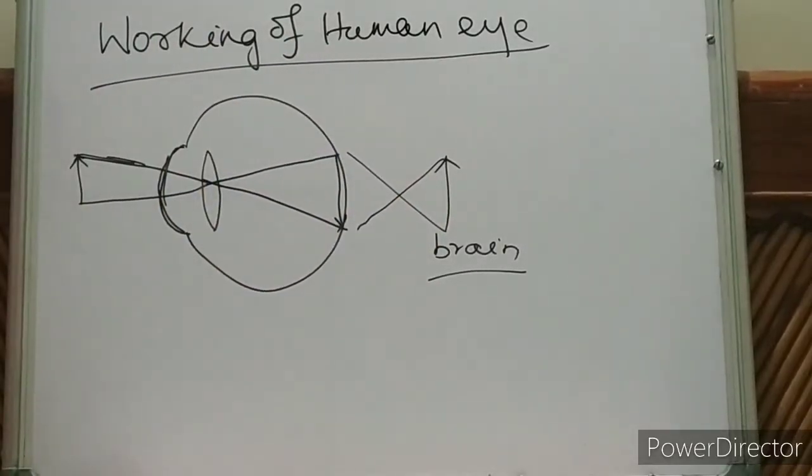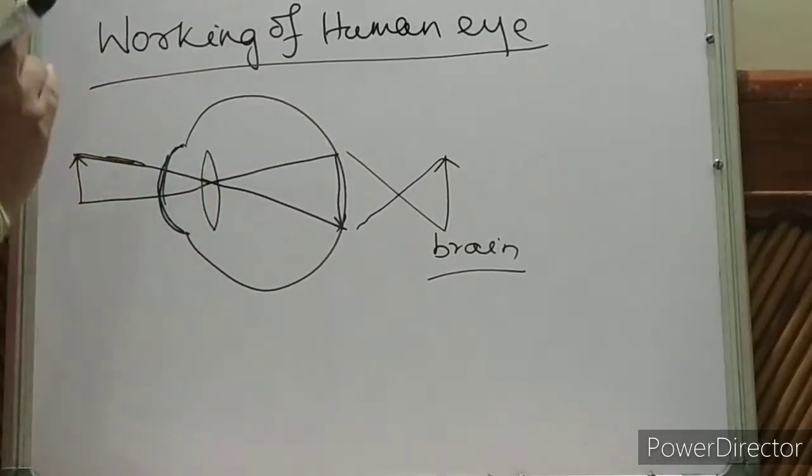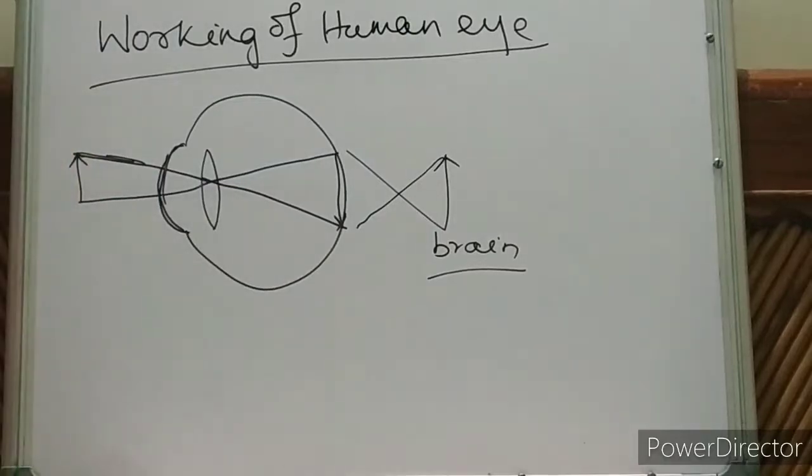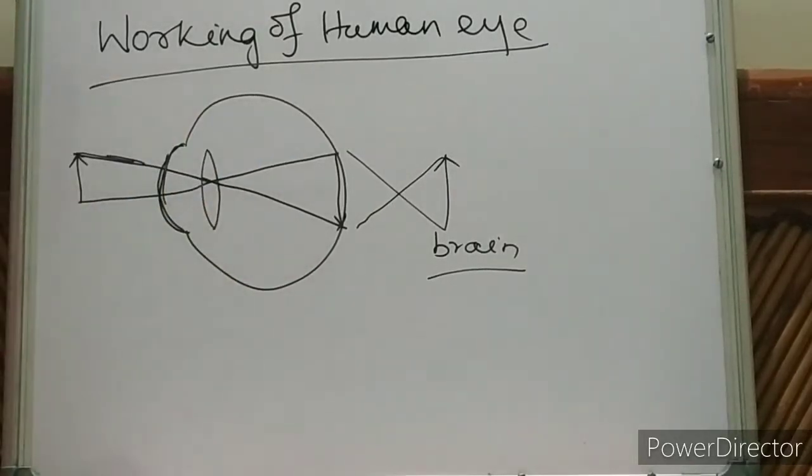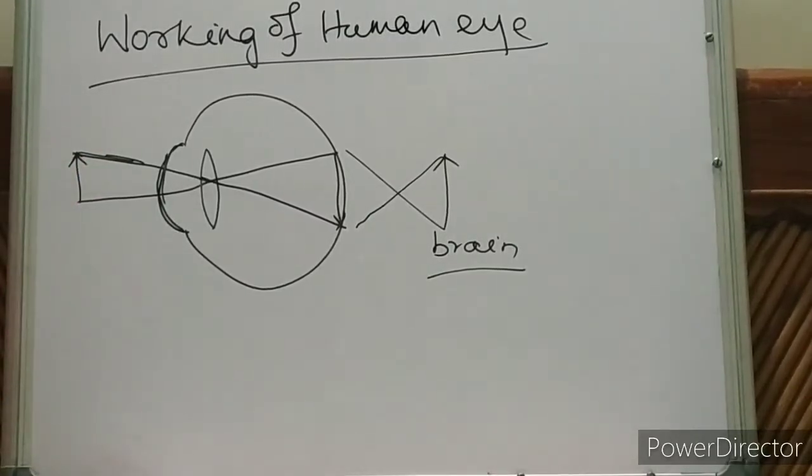One thing we have to ensure, wherever the object is, the image has to be formed on retina. Object can be at far or near. Then how will we ensure the formation of the image on the retina all the time, whether it is at far or near? Now let us try to understand this. For this, we have to change the focal length of the eye lens.